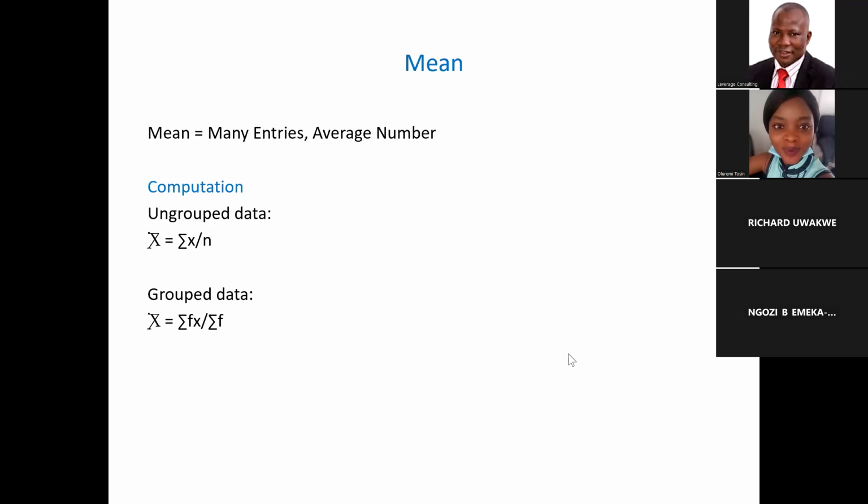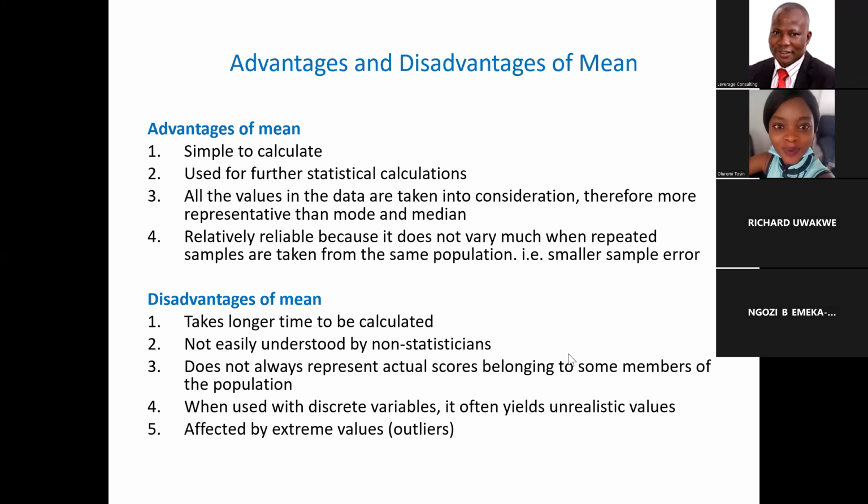And a computer makes it easy. Even if they are 1 million, the computer will run it. So to me, just know the mean, the average, is the addition of all the values divided by the total number, which is the sample size. The advantages and disadvantages of the mean are worth knowing.